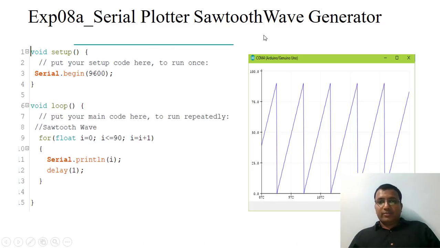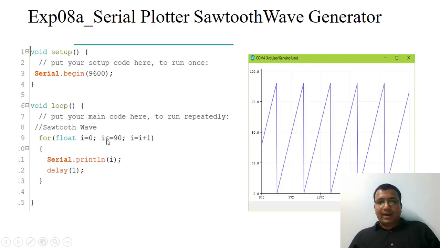Next program is serial plotter with the Sawtooth wave generator. Again, void setup, Serial.begin(9600). A Sawtooth is like an incremental triangular wave: it increases, decreases to 0, again increments, and again decreases to 0. So what I have done is I have used a for loop.